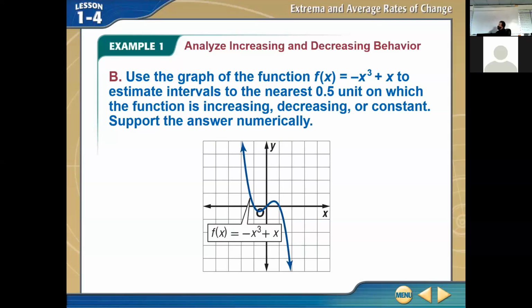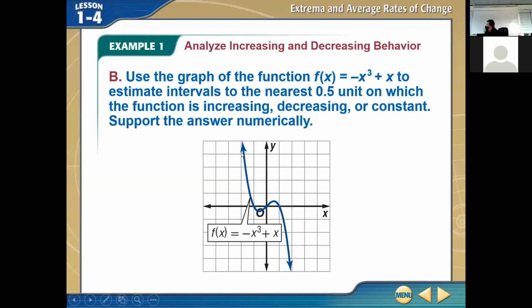Okay, here we have a cubic function. It says use the graph of f of x, which is equal to negative x cubed plus x, to estimate intervals to the nearest 0.5 unit at which the function is increasing or decreasing. So analyzing it graphically, once again, we want to move from left to right.